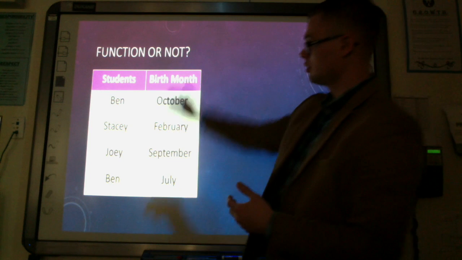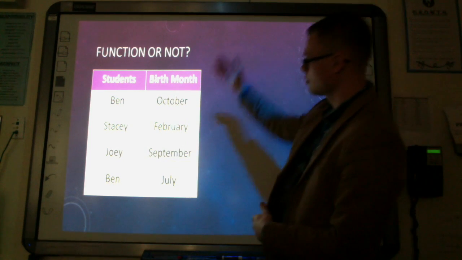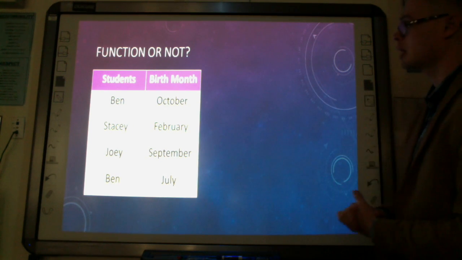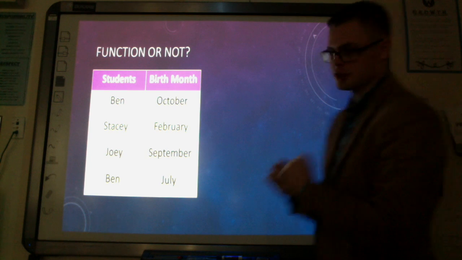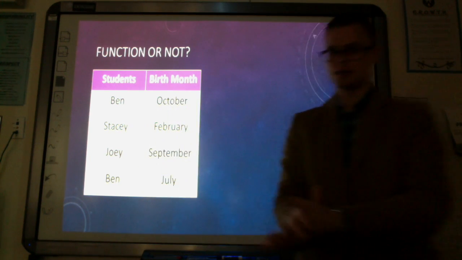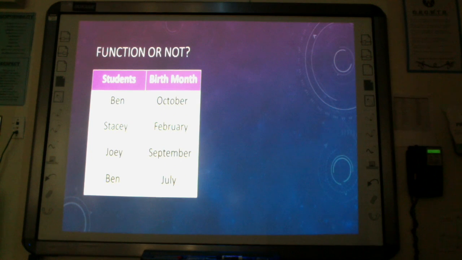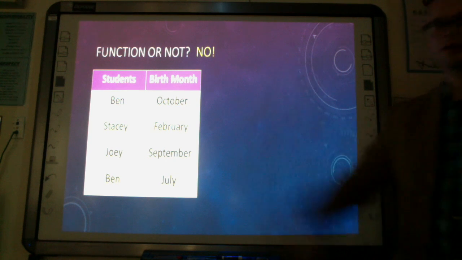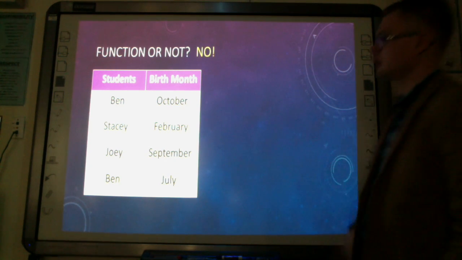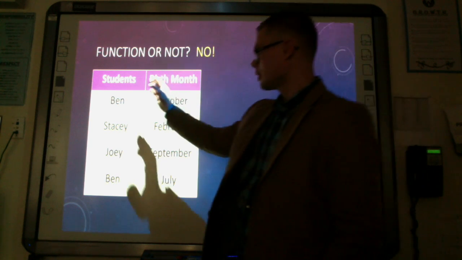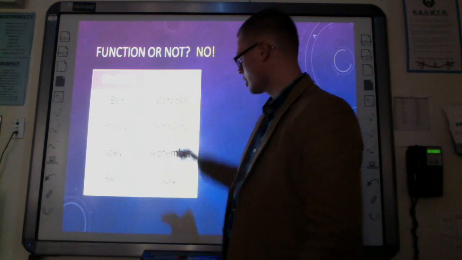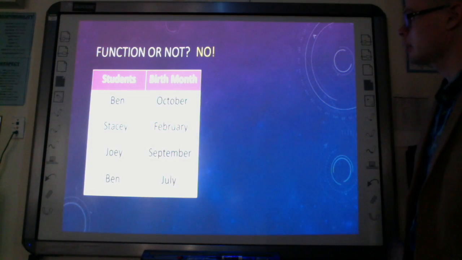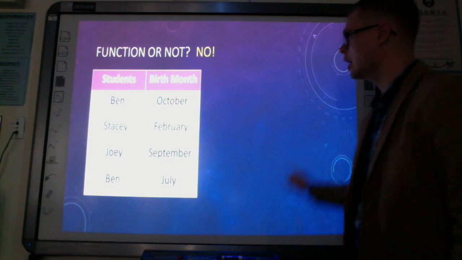We have students as inputs, and the outputs are birth months. Again, we're going to determine if it's a function or not. Let me just note, the two Bens are the same person. Look at that, let me know if it's a function or not. It is not a function. Automatically, there's something wrong going on here. The same Ben can't be born in October and July. It cannot happen. It automatically violates the function rule.